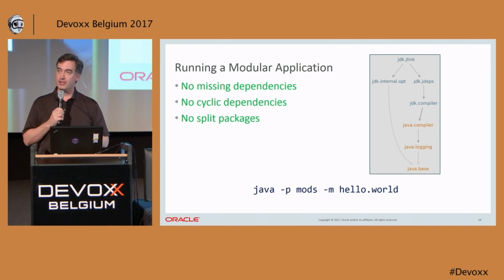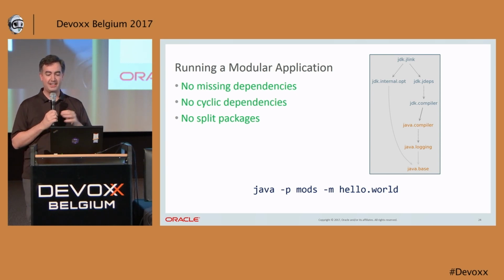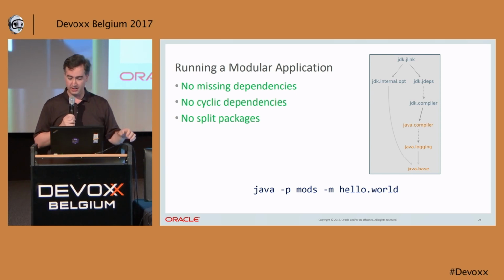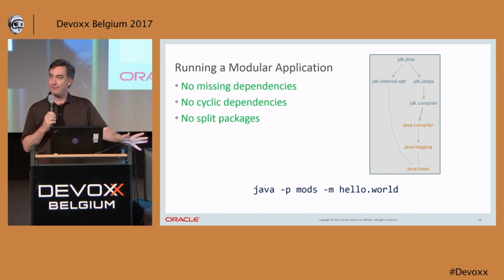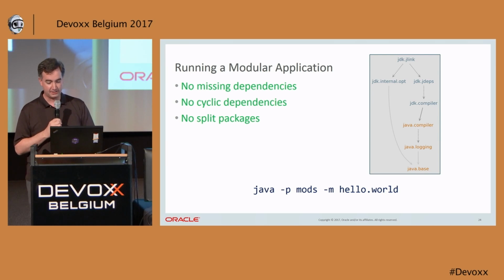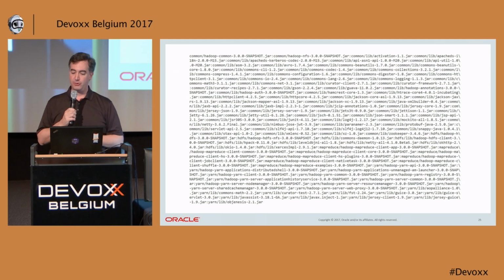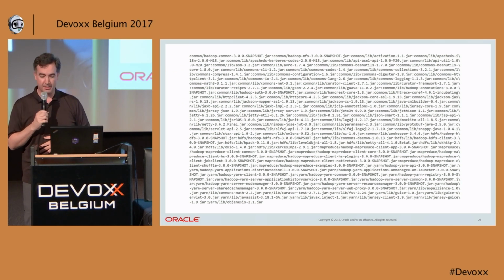The guarantee of no split packages is a big deal for performance as well. Because we know precisely which module exports which package, there's no need to scan every module in the system image and on the module path when trying to load a class. Contrast that with how you load classes from the class path.